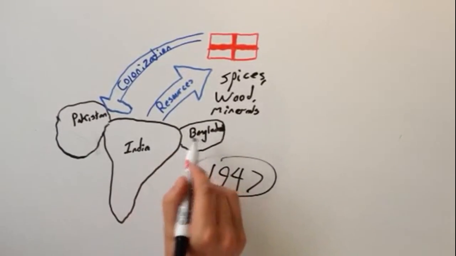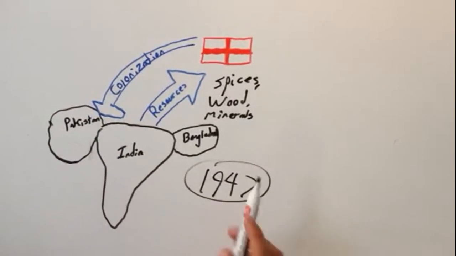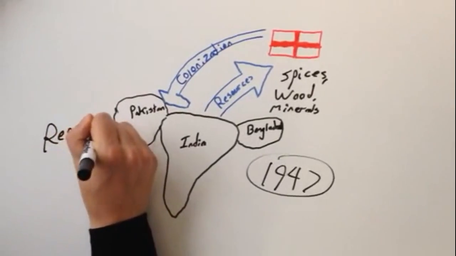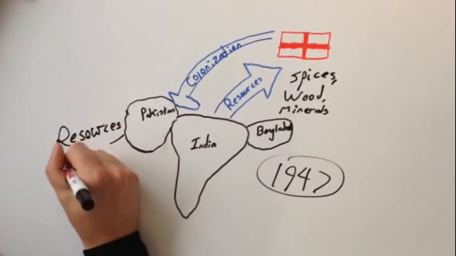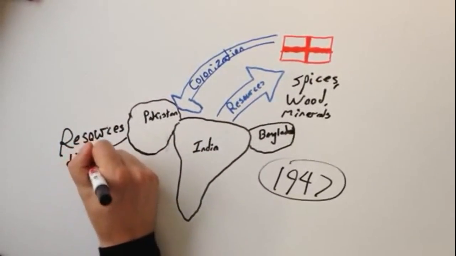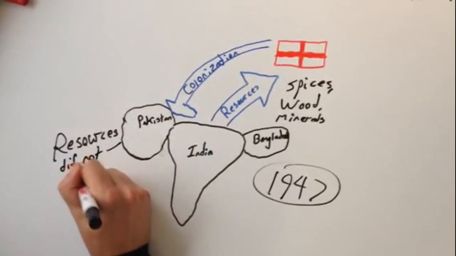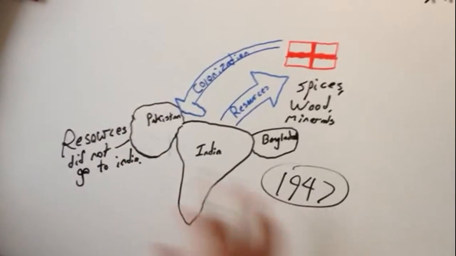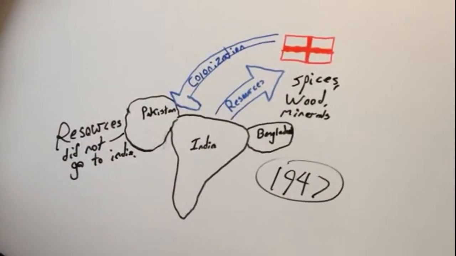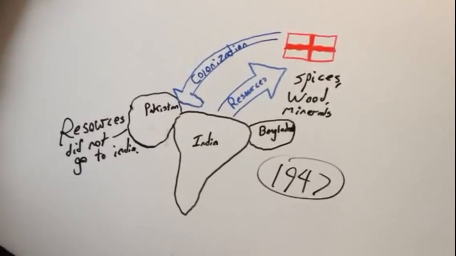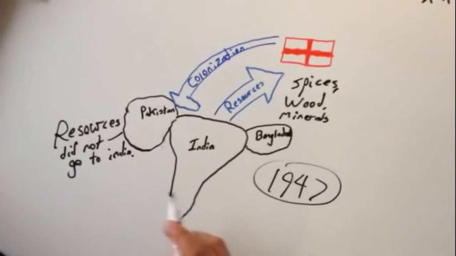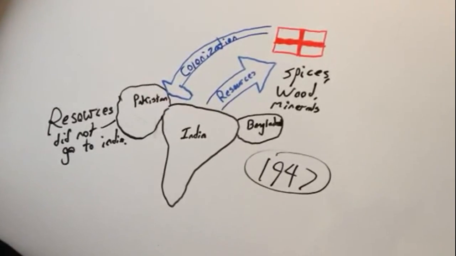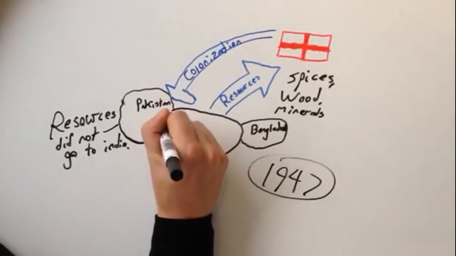And when the two countries separated from India, right, it meant their resources did not go to India. So once again, India lost out on valuable resources from Pakistan and Bangladesh. Okay. The other problem is that India and Pakistan, because of their religion, the Muslims and the Hindus, don't like each other, and they fought many wars against each other.